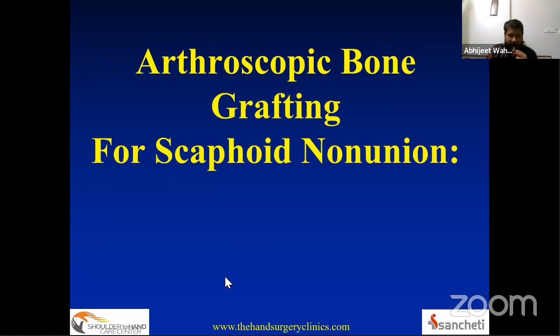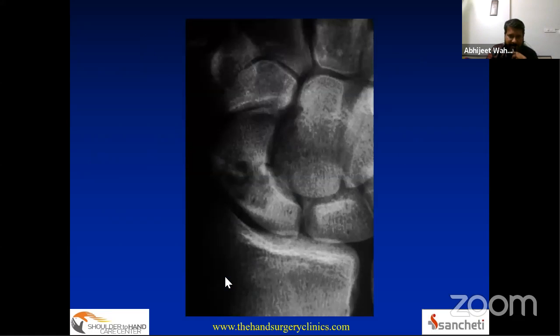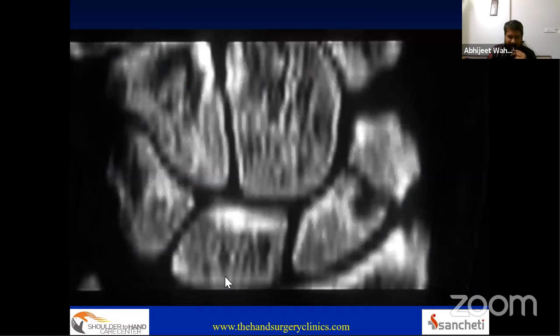Indications can be expanded to grafting for scaphoid non-unions. This is the classical scaphoid non-union with a cyst formation. You can see the cyst on a CT scan. And then these are, especially D1 non-unions, some fractures that are amenable to arthroscopic reduction and fixation. Oops, my slide is not advancing.